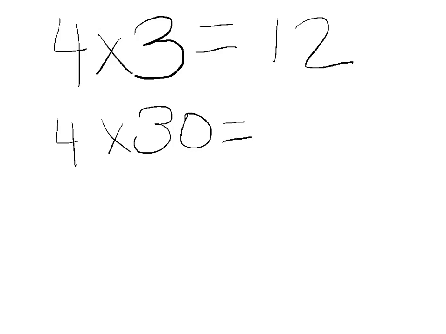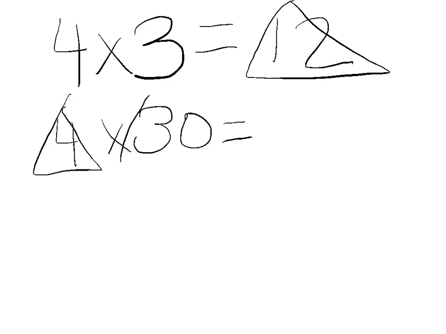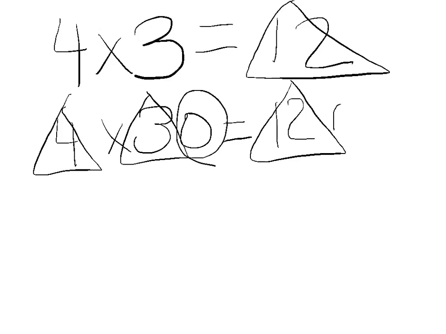We know that 4 times 3 is going to be our base fact, so that gives us what? 4 times 3 was 12. So put your triangle around 12. And then how many zeros do we need to add? 1. So 4 times 30 is 120.